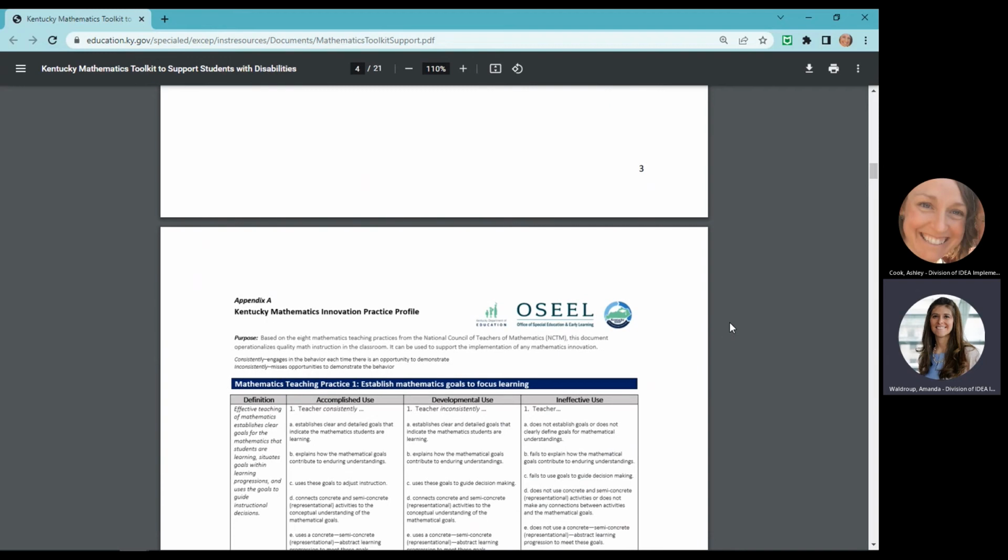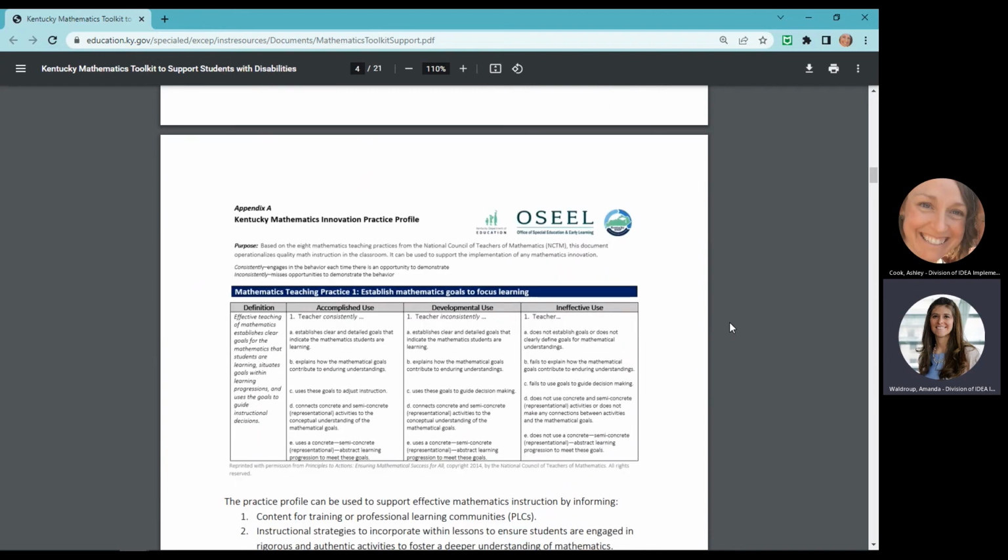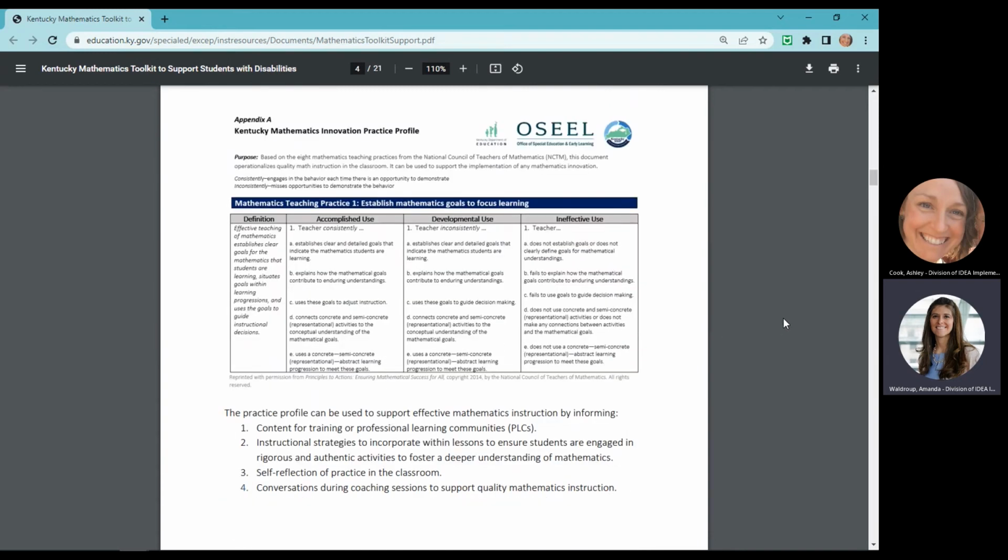What this practice profile does is it helps to clearly define and operationalize what good quality mathematics instruction looks like. The practice profile was developed with a representative group of stakeholders from across Kentucky. So they're the ones that helped to design and develop this. And it is also based off of the 8 mathematics teaching practices from the National Council of Teachers of Mathematics.